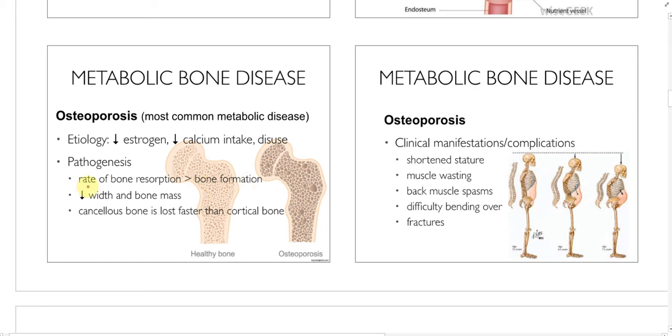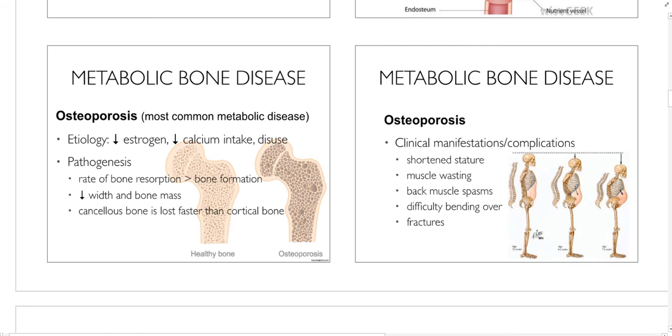So we have a greater rate of resorption, bringing calcium into the blood, than we do taking calcium from the blood and putting it into the bones. We end up with a decrease in bone width and a decrease in bone mass. And the cancellous bone, the inside layer, is going to end up being lost more rapidly than the outside layer.